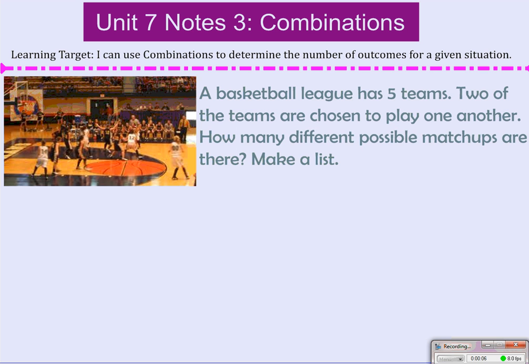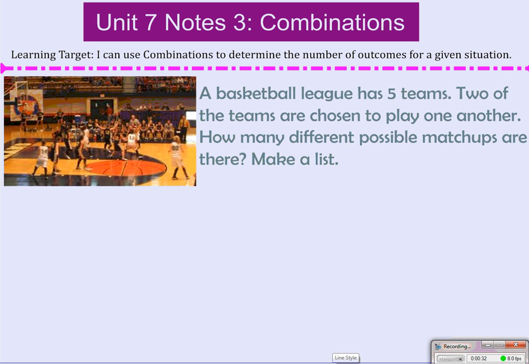Okay, algebra folks, this is Unit 7, Notes 3. We're talking a little bit about combinations. Combinations are different than permutations. Permutations was last section. Combinations is this section. The number one difference is whether or not order matters, okay? The last one, permutation, order mattered because you were talking about an arrangement. Here, combination, we often use the term grouping, okay?